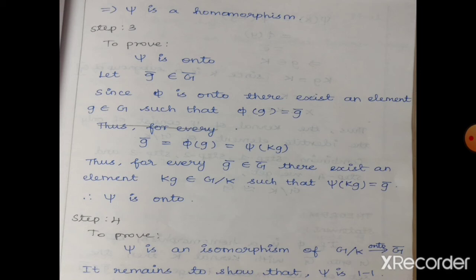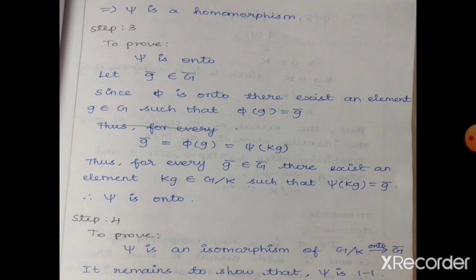In step 3 we have to show that psi is onto. Psi is onto means we have to show that psi from g by k to g bar, every element of g bar has a pre-image in g by k. That's all. So here let g bar belong to g bar. Since phi is onto, there exists an element g belonging to G such that phi of g is equal to g bar. This is also by our starting definition. The next will be g bar is equal to phi of g, that is equal to psi of kg. This is proved by definition itself.